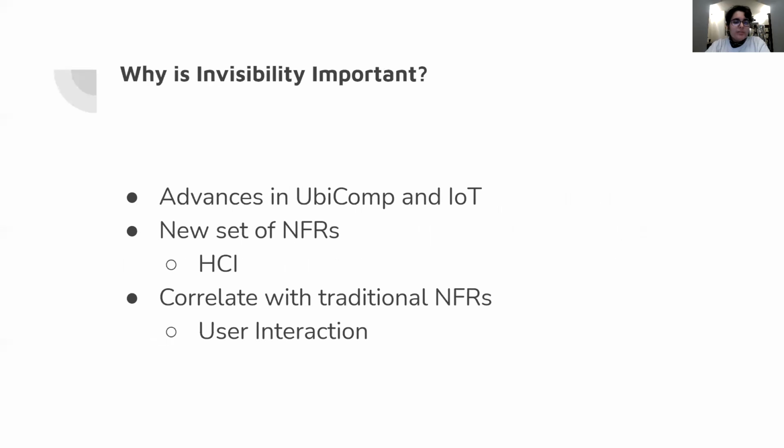With UbiComp, there's a new set of NFRs, or non-functional requirements, that it brings, namely HCI, which stands for Human-Computer Interaction. HCI focuses on the ways that users interact with technology in order to create more intuitive and useful interfaces, which allows the user to interact with the computer in more novel ways. NFRs may have interactions between each other known as correlations and can either help or hurt. In this research document, we are specifically looking at the correlations of invisibility with user interactions.